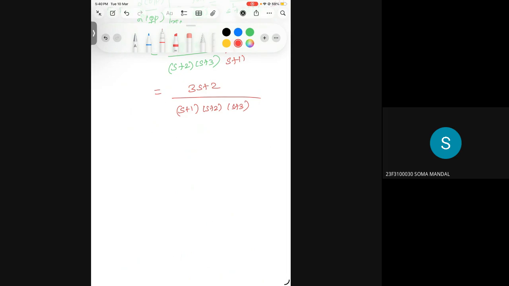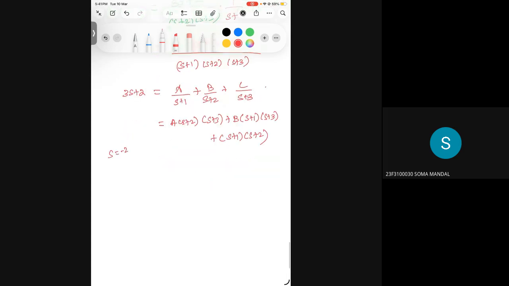So how will you take partial fractions of this? 3s plus 2 over s plus 1, s plus 2, s plus 3 equal to a by s plus 1 plus b by s plus 2 plus c by s plus 3. So this will give me a into s plus 2 into s plus 3 plus b into s plus 1 into s plus 3 plus c into s plus 1 into s plus 2. So considering s is equal to minus 2, maybe minus 3 first. Oh no, I want to find the a first.